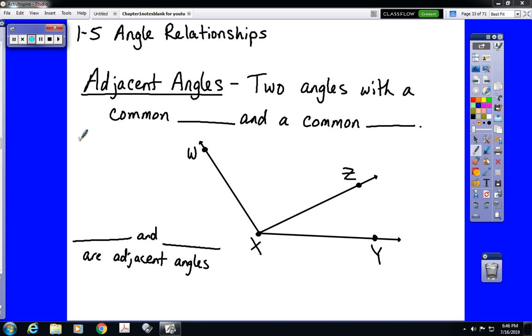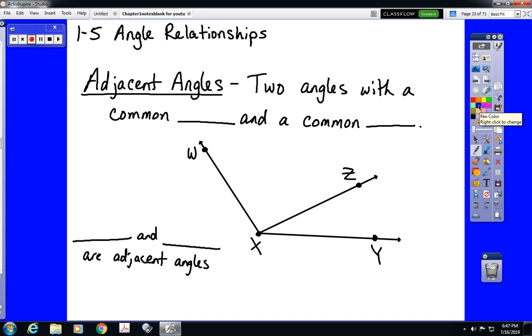The second video will show an example of how we use that vocabulary, and the third and final video will show some additional examples. So we'll start with a video over the vocabulary. We'll start with the idea of adjacent angles.